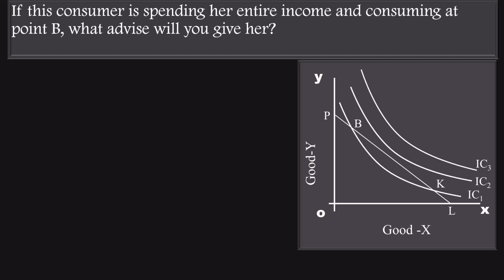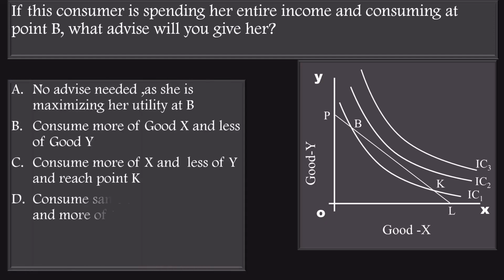her? Options: A. No advice needed as she is maximizing her utility at B. B. Consume more of good X and less of good Y. C. Consume more of X and less of Y and reach point K. D. Consume same quantity of good Y and more of good X.